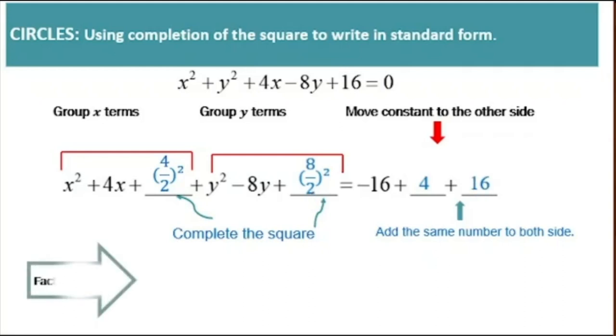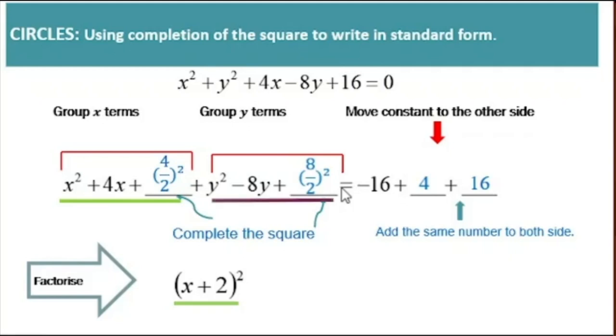And then I have to factorize it. So I factorize my first trinomial, and that would be (x + 2) squared, and I factorize my y trinomial, and that would be (y - 4) squared, plus 8 minus... Equals, if I add up my terms on the right-hand side, I get 4.